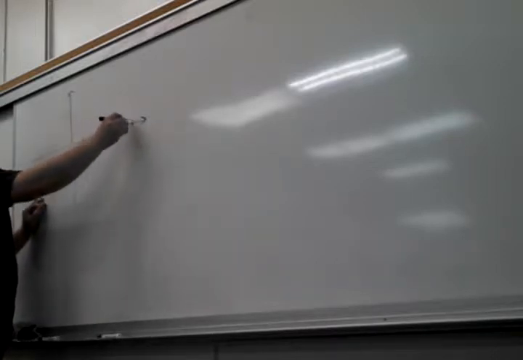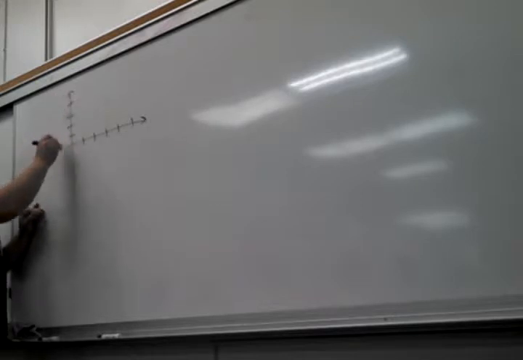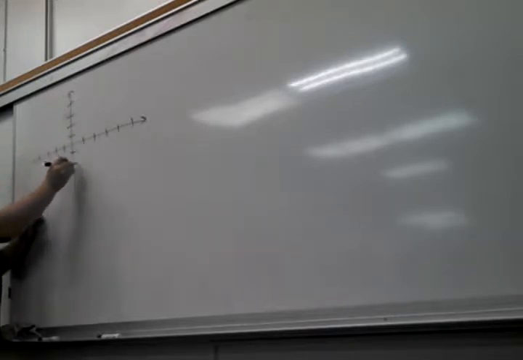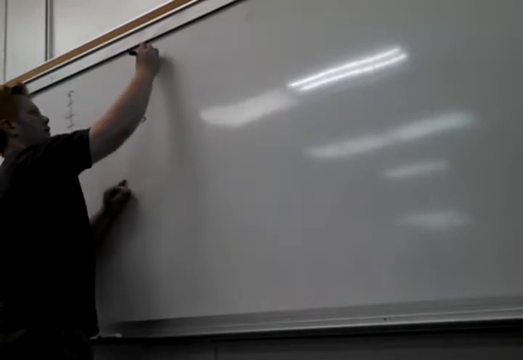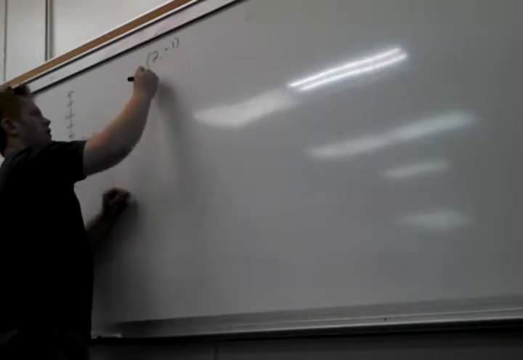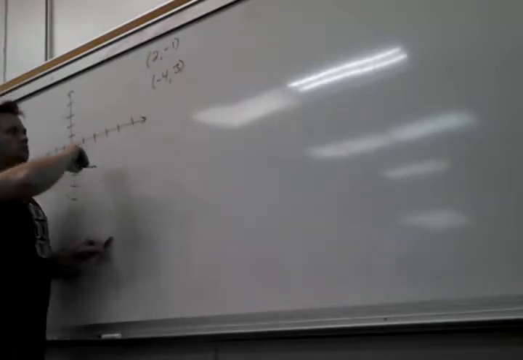So I'm going to make a big assumption that you all know how to plot points. Even with that, I'm still going to assume it's true. So if you wanted to plot the point, for example, (2, -1) and (-4, 3).